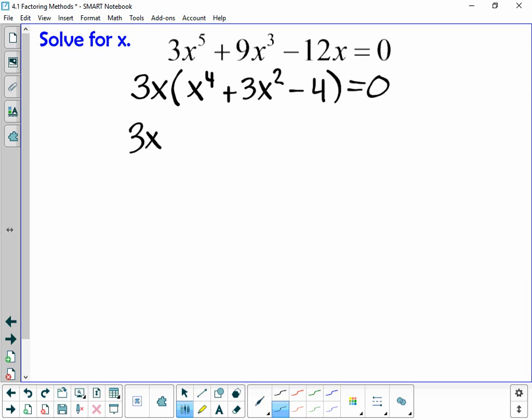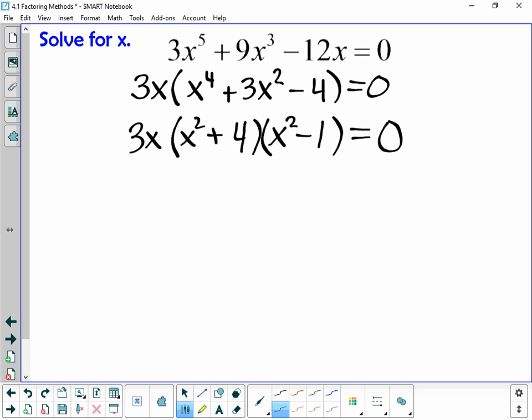Well, I think x to the 4th plus 3x squared minus 4 is factorable. We have an x to the 4th, so let's try it with an x squared and an x squared. And that negative 4 is probably going to be a 4 and a 1. It could be a 2 and a 2. We would maybe check that if we couldn't find this one right. But it looks like if we use a positive 4 and a negative 1, we're going to be good. So we're not done solving yet.